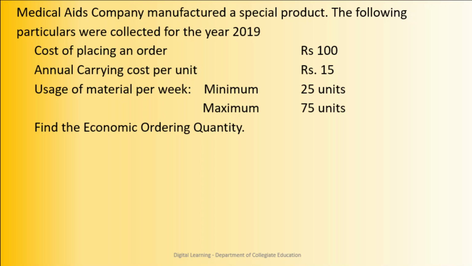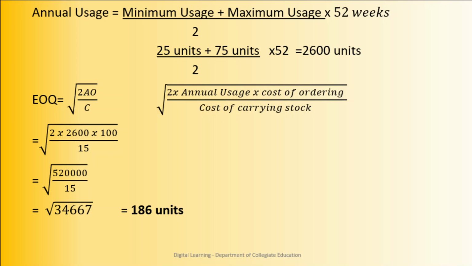Let's first revise the formula to calculate EOQ. EOQ is square root of 2AO divided by C. When you observe this particular problem, the value of O is given, the value of C is given. Here A, that's annual usage in units, is not given. Instead, usage of material is given per week. Therefore, let's first calculate the annual usage.